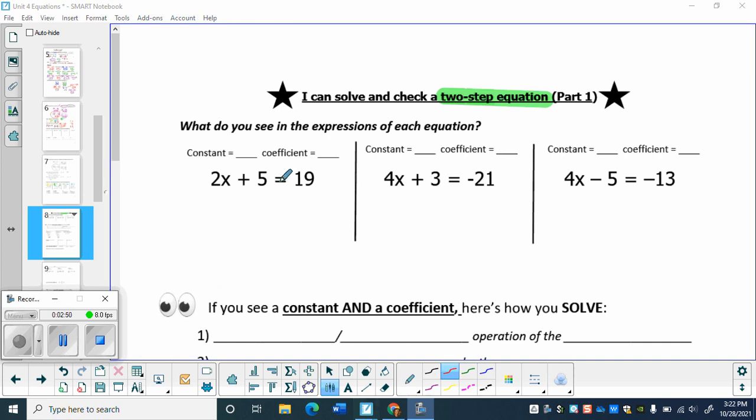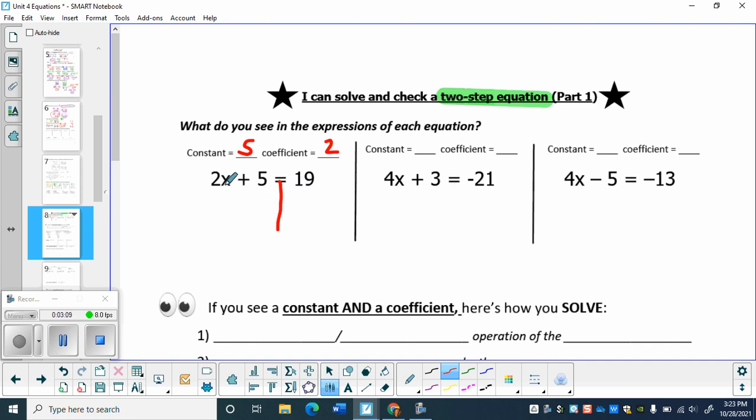So when we drop the line and focus over here, we see we've got a couple things with our variable. We have a number in front of it, which is the coefficient, so I'm going to go ahead and put that there. And we have a number all by itself, the constant, so I'm going to go ahead and put this here.